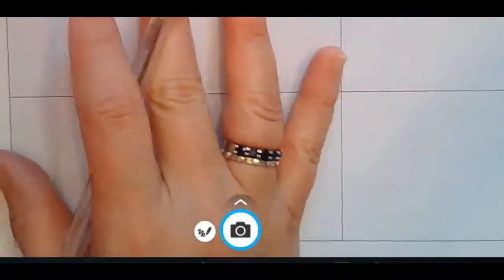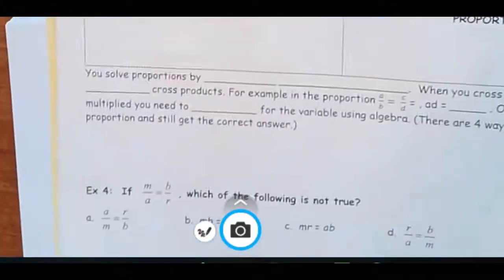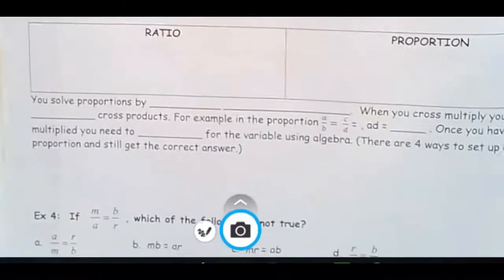Okay, moving on to the back side. So in the front, we talked about ratios.